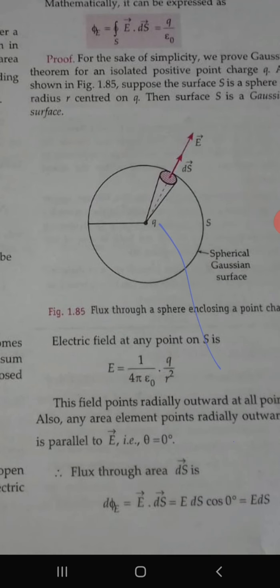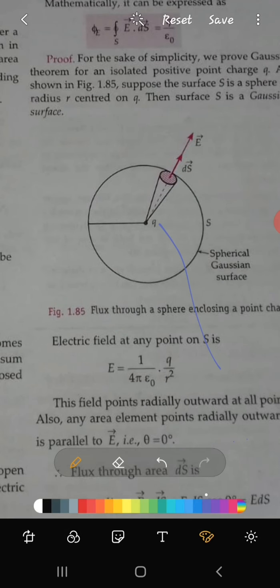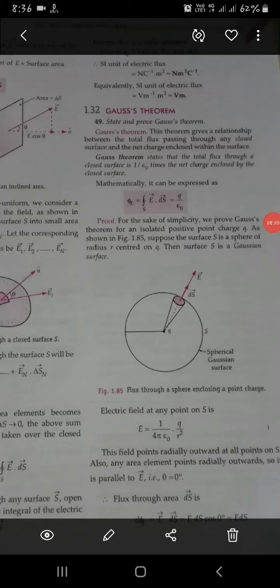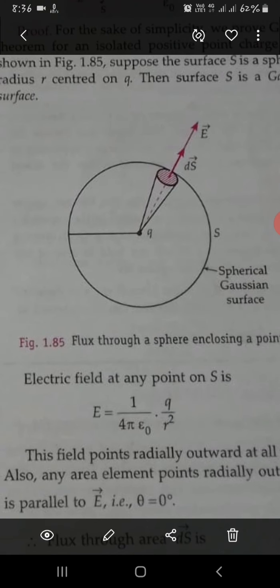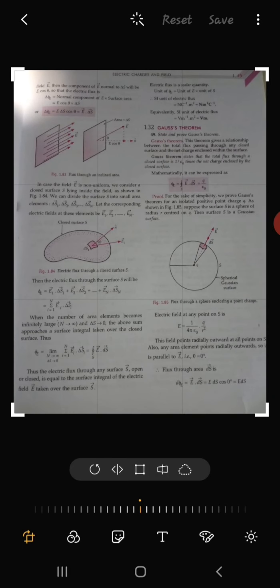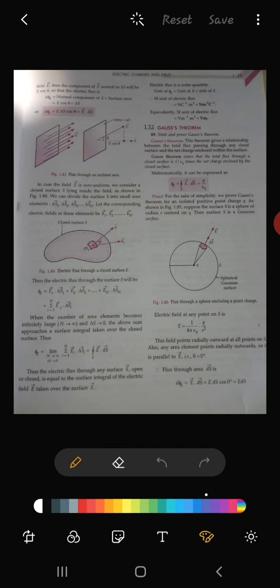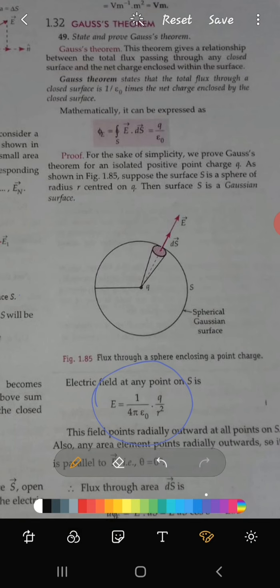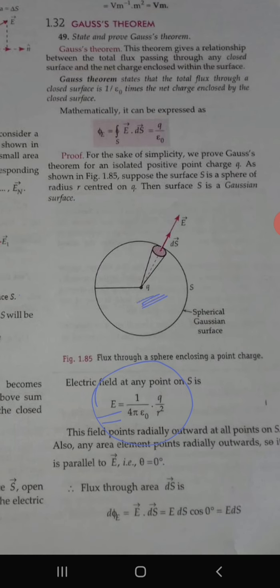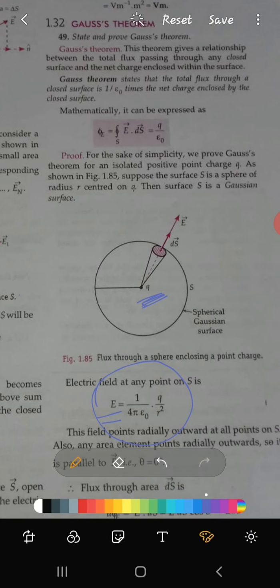Up to this step, just concentrate on the last step. We got the value for electric field intensity E produced due to this positive charge q, and it is nothing but E is equal to 1 upon 4 pi epsilon naught q upon r square. Once again, try to understand: this electric field intensity E is produced due to this single isolated positive charge q at surface area ds.